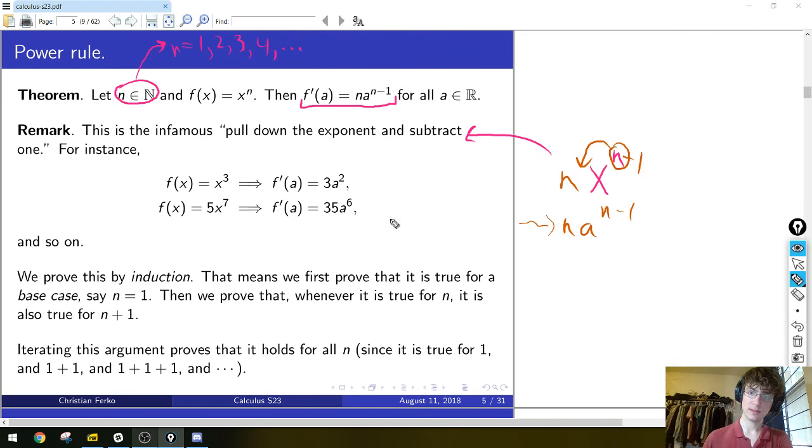So this is the way this is typically presented in a high school calculus class. Someone will show you this rule, then they'll say, hey look, here's some examples. For x cubed, I pull down the 3 and subtract 1 to get 3a squared. For x to the 7th, maybe now I pull down a 7, and you remember by linearity, if it's 5 times a function, then the derivative is going to be 5 times the derivative of that function. So I simply multiply the 7 by the 5 and get 35a to the 6th, and so on.